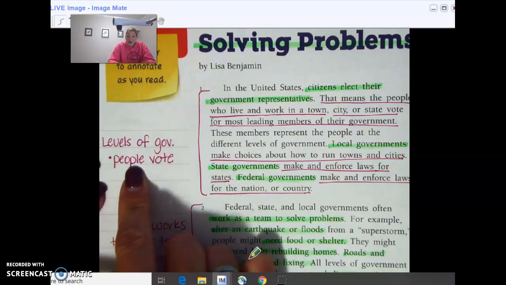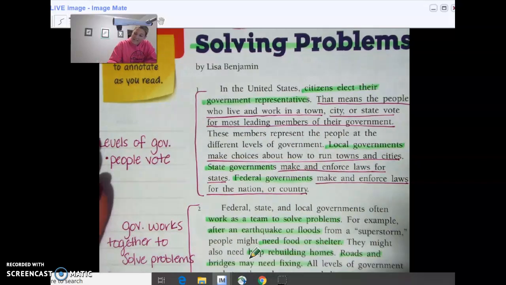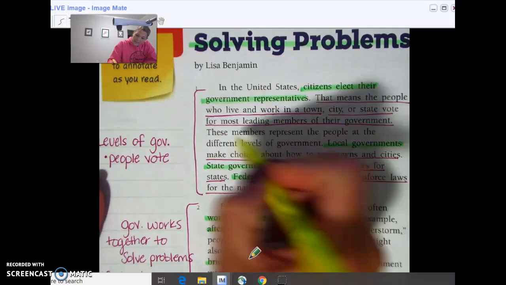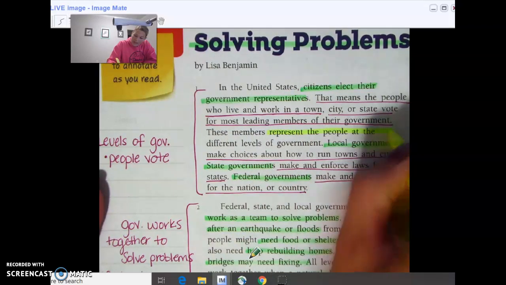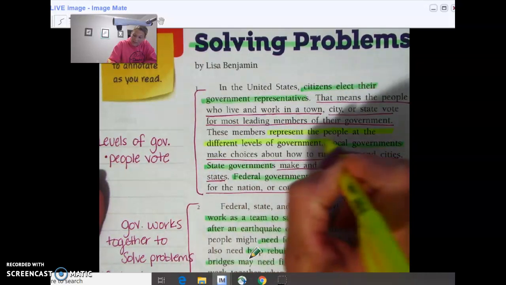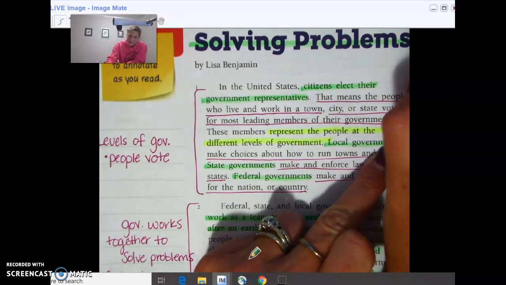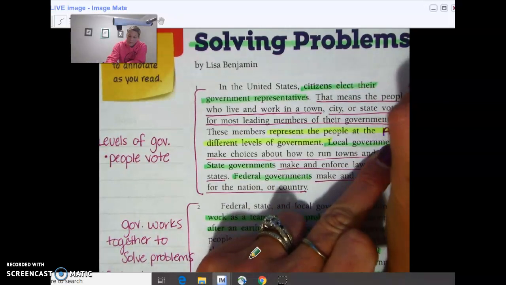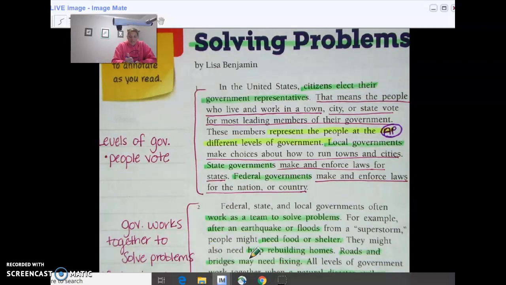So I already know I've probably identified my text evidence. When I look over to the paragraph, I see the sentence, "These members represent the people at the different levels of government." That was the author's point in my chart that I'm supposed to find evidence for. I'm going to put AP for the author's point. So we're looking for the evidence to support that.